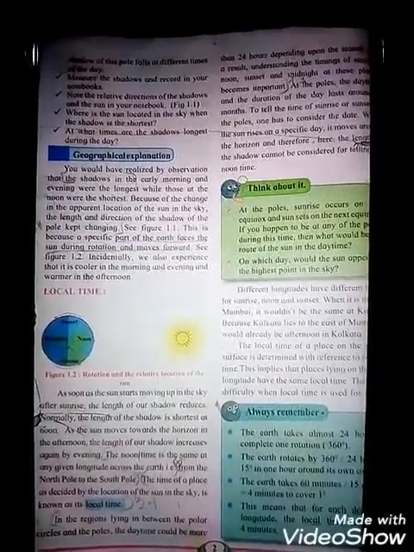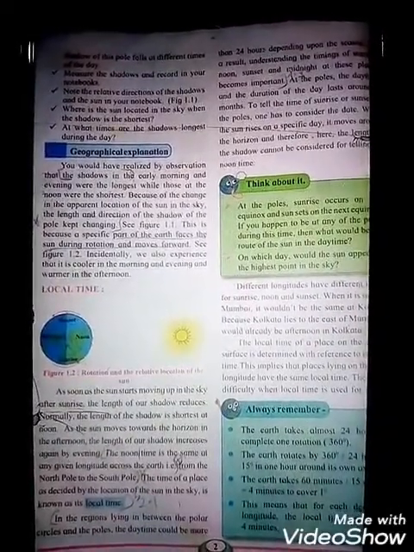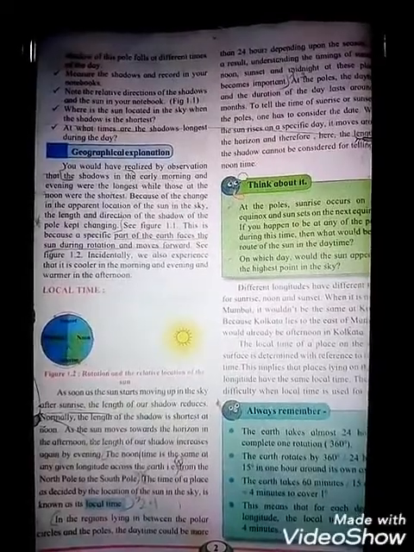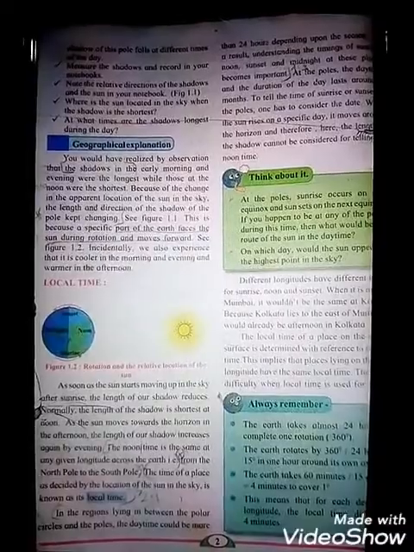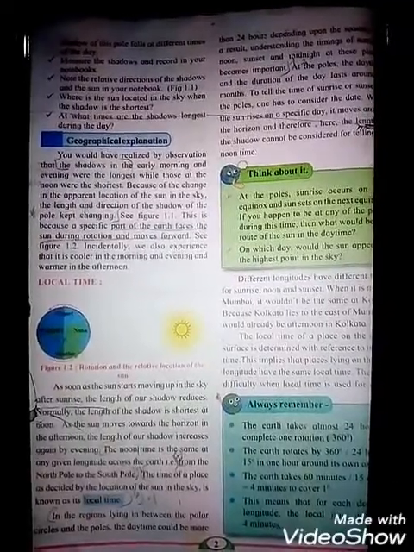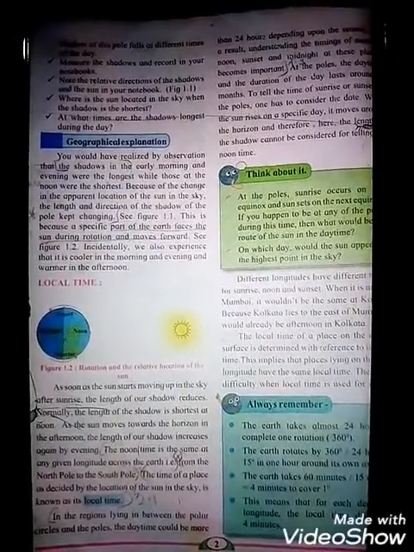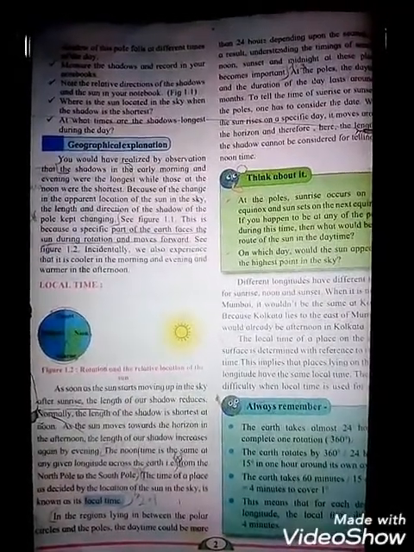This is because a specific part of the earth faces the sun during rotation and moves forward. Why was this happening? Because a specific part of the earth faces the sun during rotation and moves forward. You know that the earth rotates, the earth makes a rotation, and because of this we are seeing this. See figure 1.2.